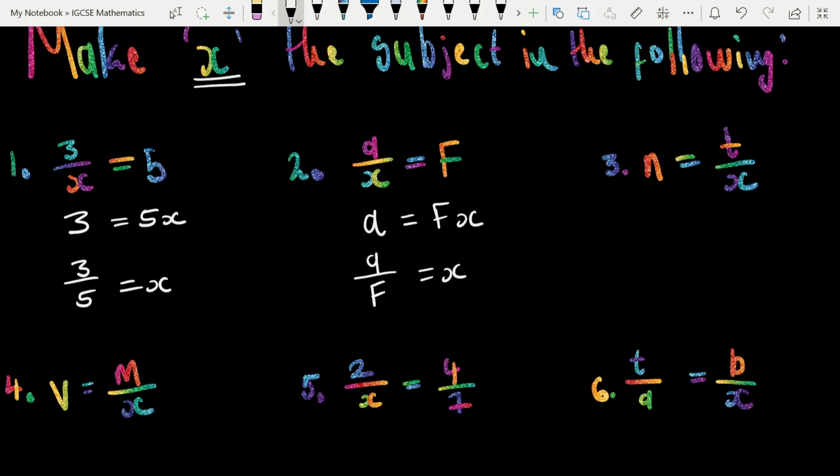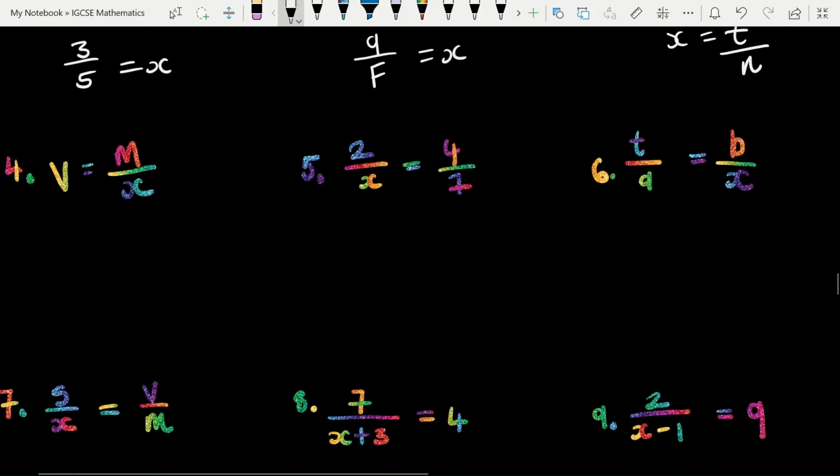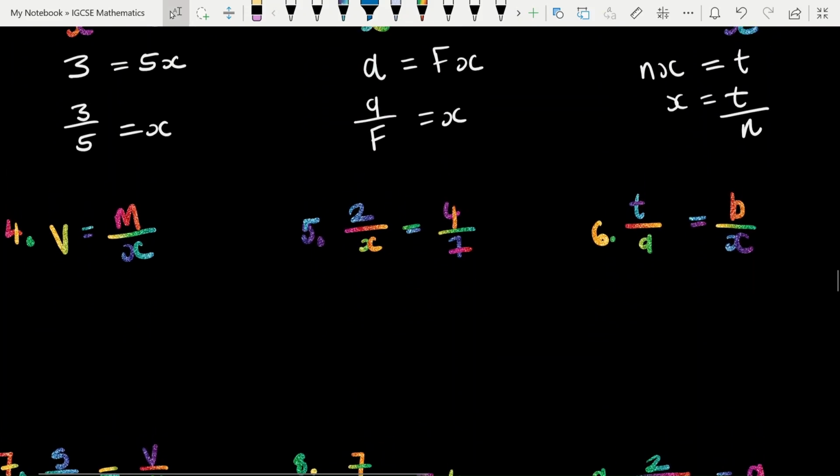I go to number 3. Same concept. I have to break the fraction, okay? Because my subject is in a fraction, I take it to the other side, it becomes nx is equal to t. Well, I make x the subject by taking everything which is not x to the other side. x will be equal to t over n, right? And I go to the next question. Let's see how it goes. I think so far it's so nice, right? Yeah, let's go to number 4.